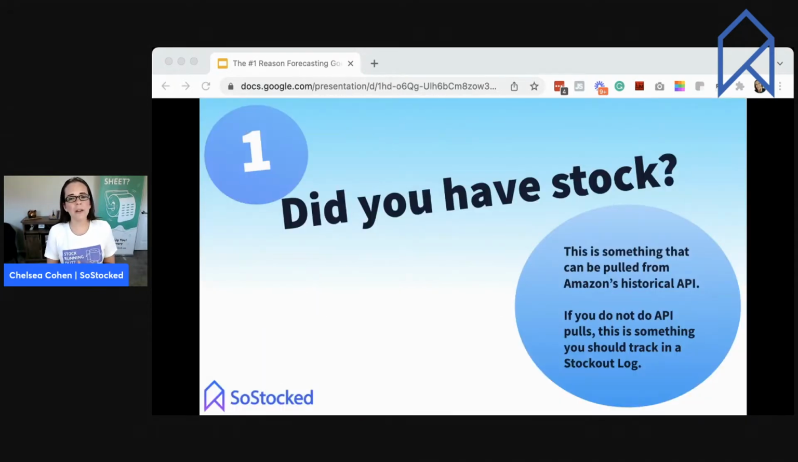So there are a couple of different things that you need to know in order to determine your true velocity with regards to stockouts. So this is specifically in regard to not under ordering, right? We'll get a little bit into the idea of how to avoid over ordering, but this is specifically for avoiding under ordering. So first of all, did you have stock? This is something that can be pulled in from Amazon's historical API.